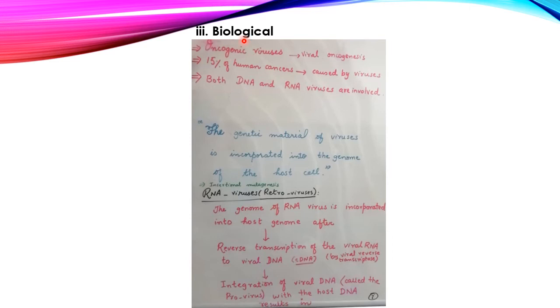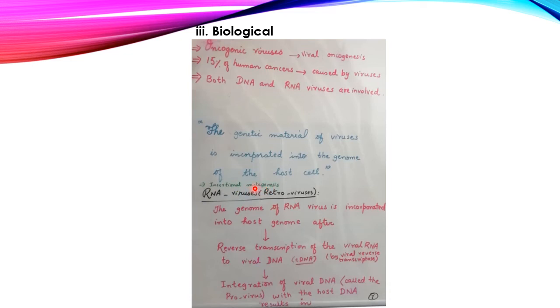The third most important cause of cancer is biological. That includes oncogenic viruses. Oncogenic viruses are cancer-inducing viruses, and their process of inducing cancer is called viral oncogenesis. 15% of human cancers have been observed to be caused by viruses, and in viral oncogenesis, both DNA and RNA-based viruses are involved. Basically, the genetic material or genome of the virus becomes incorporated into the host genome. This process of insertion of the viral genetic material into the host genome is called insertional mutagenesis.